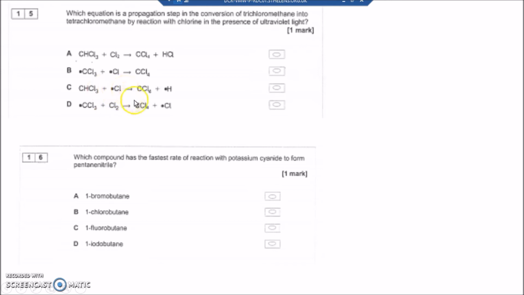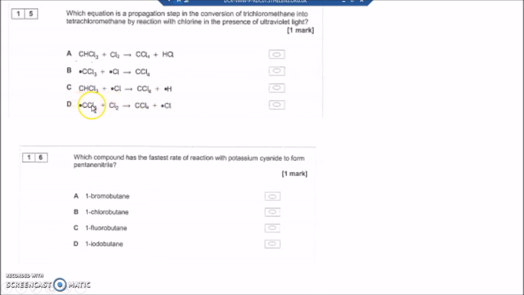Which one looks possible? In a propagation step, you never find an H on its own, an H with a dot, so I'm never going to find that. I'm never going to produce that. If I had those two coming together, then the Cl dot would react with an H and make HCl and a CCl3 dot. So a Cl dot always makes HCl, never an H dot. So it's definitely not C, so it's got to be D. It has to be D, and that looks correct.